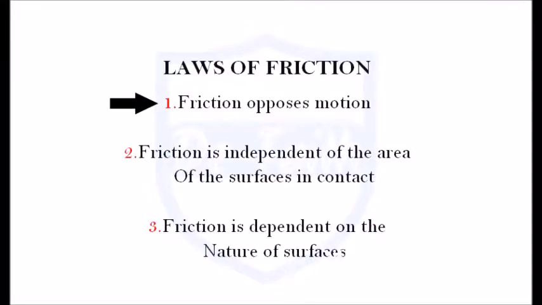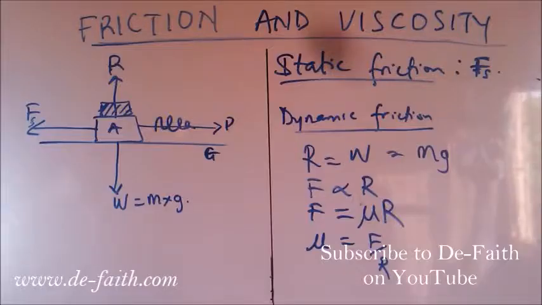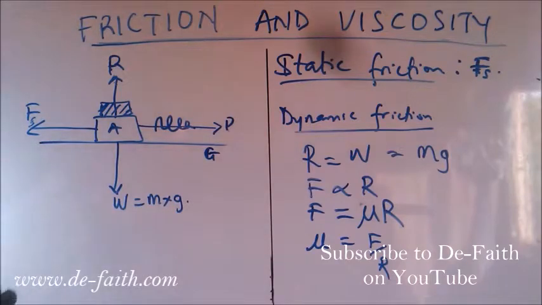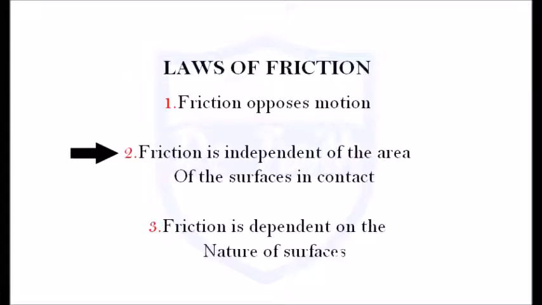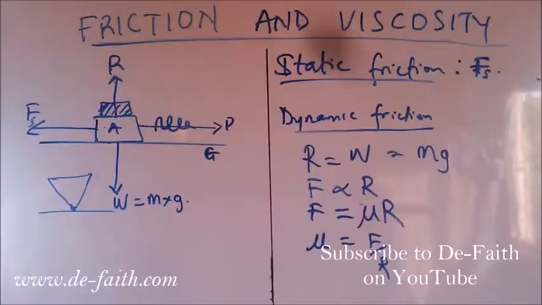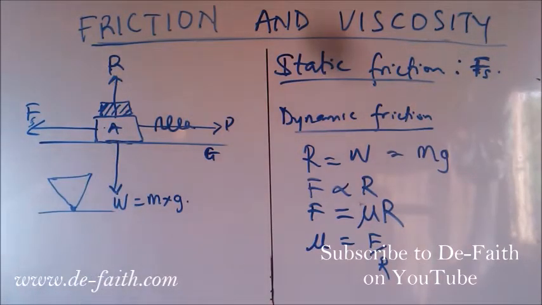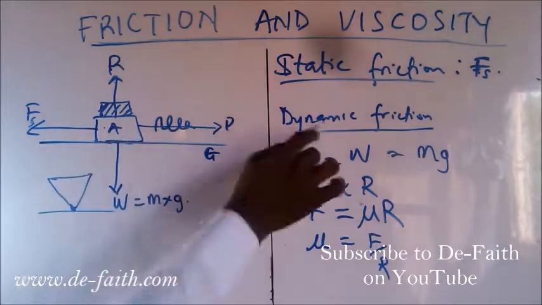The first law says that friction opposes motion. So just as we've seen, as we are pulling this body, there is a friction that is opposing its movement in that direction. Number two is that it is independent of the area of the surfaces in contact, and then it depends on the nature of the surface. So if the surface of this one is rough, we'll find out that we will have so much frictional force that will be limiting A from moving in this direction.